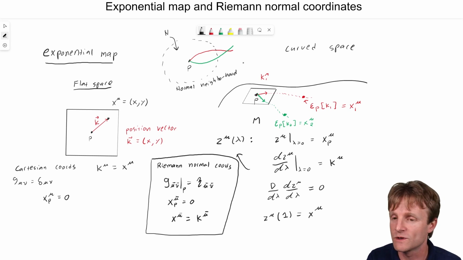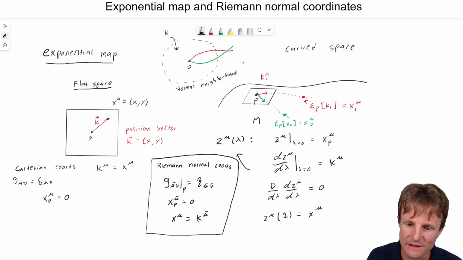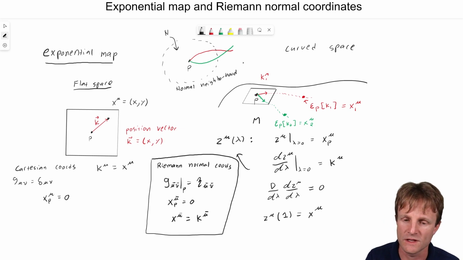And you can do that for any point, like the green one. The Riemann normal coordinates of the green point will be k2 mu bar, and so on and so forth. And so even though it doesn't exactly look like a coordinate transformation here, this x mu bar really is a function of x. The vector k mu bar is determined by whatever point x you have on the manifold. And these conditions together give you a definition of a coordinate system in this normal neighborhood where you can invert the exponential map.